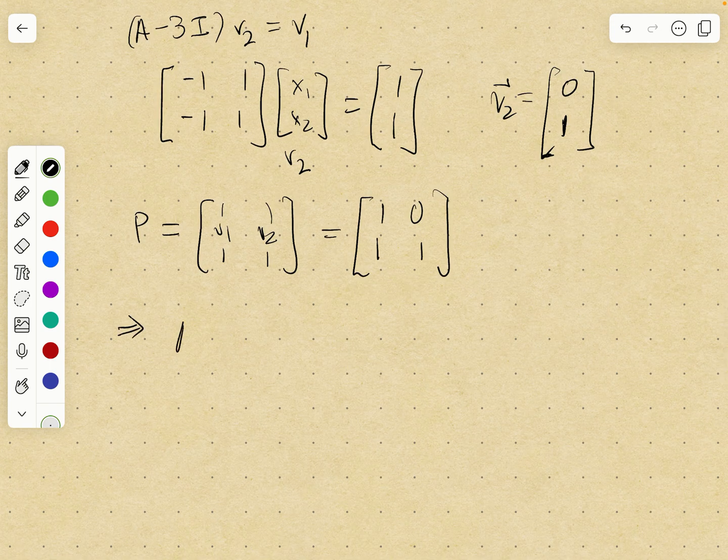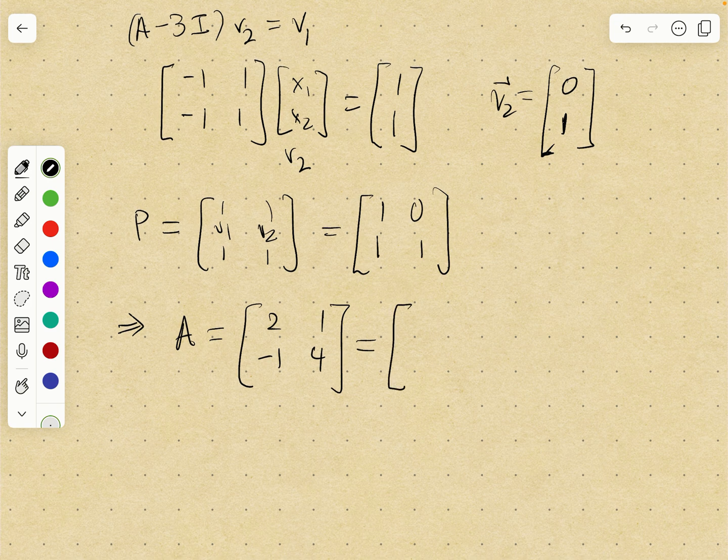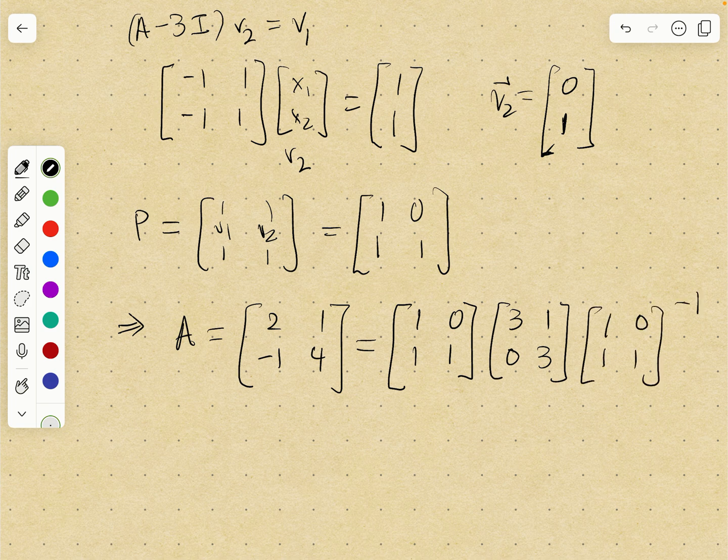So A, which has first column 2, negative 1 and second column 1, 4, is a product of P, which has first column 1, 1 and second column 0, 1, times J, which has first column 3, 0 and second column 1, 3, and then whatever P inverse is. Okay? So that's how to find the decomposition of any 2 by 2 complex matrix using the Jordan form.